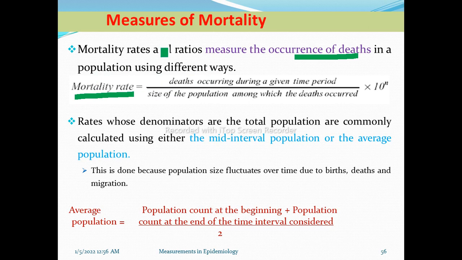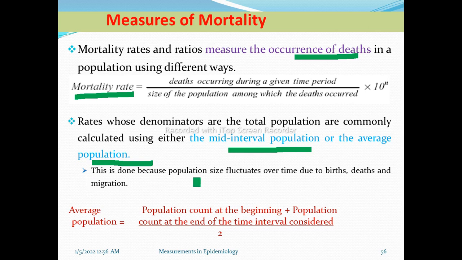Mortality rate is calculated as the deaths occurring during a given time period over the size of the population among which the disease occurred. So you take the number of deaths over the total population in which the disease is found, times 10 to the power of n, where n starts with 2. This is the mortality calculation. Rates whose denominator is the total population are commonly calculated using either mid-interval population or average population.